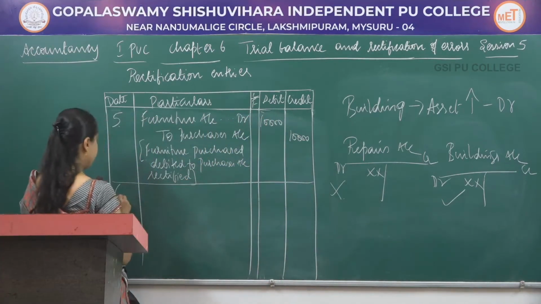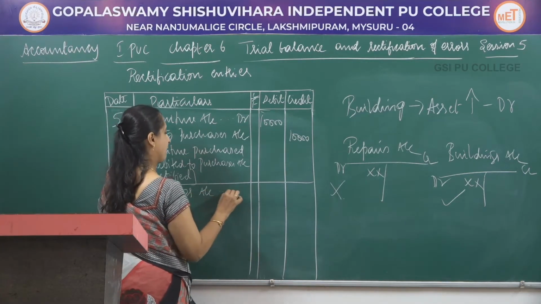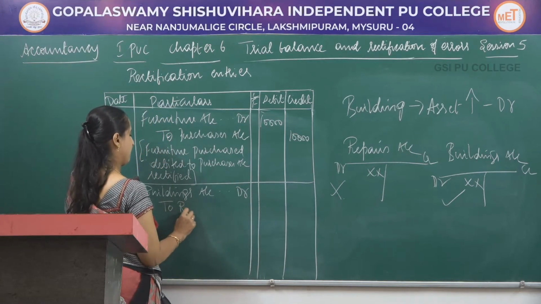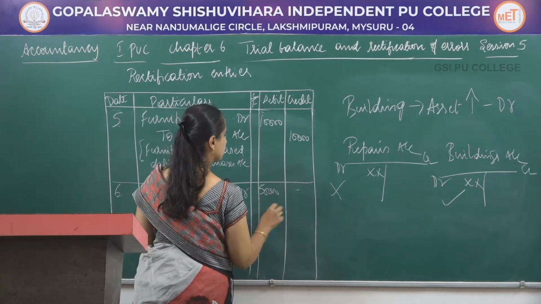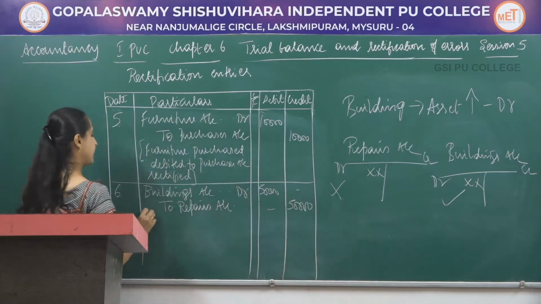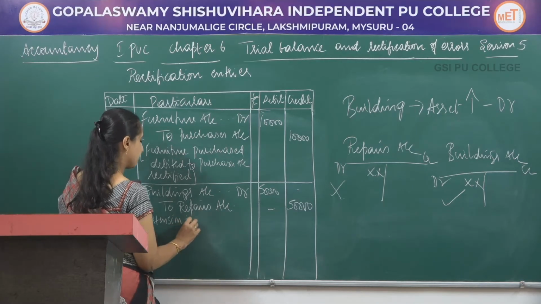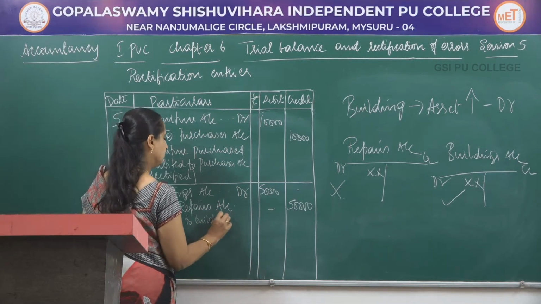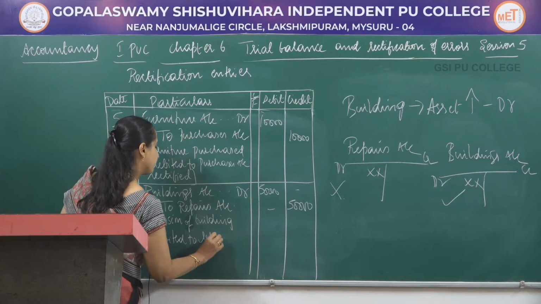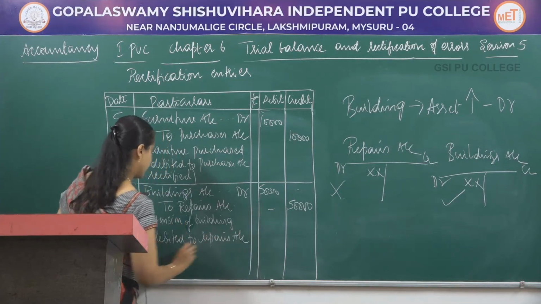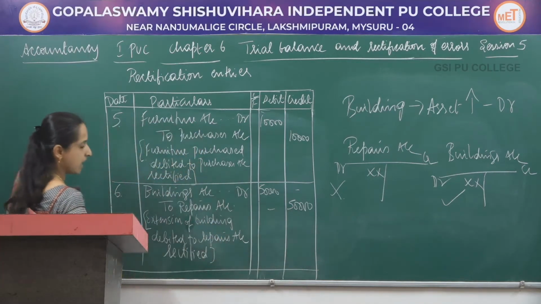Buildings account debit to repairs account. $50,000. Narration: extension to building debited to repairs account, rectified. This is the last transaction.